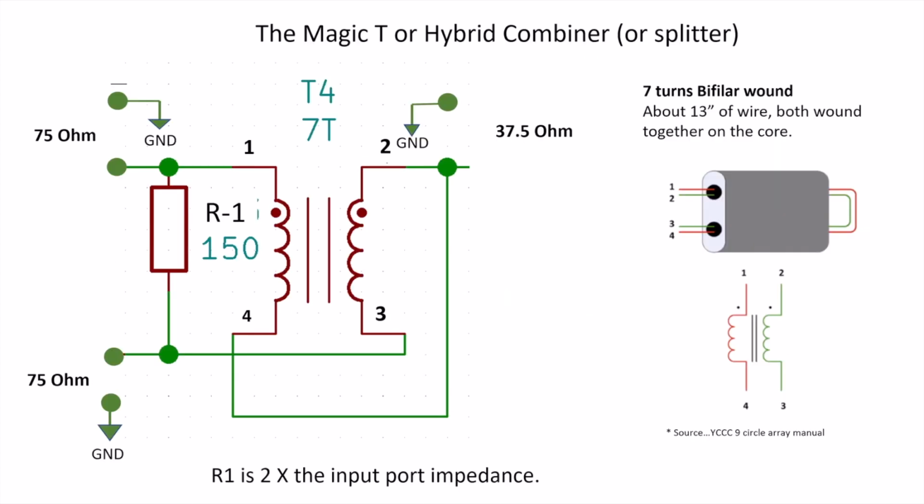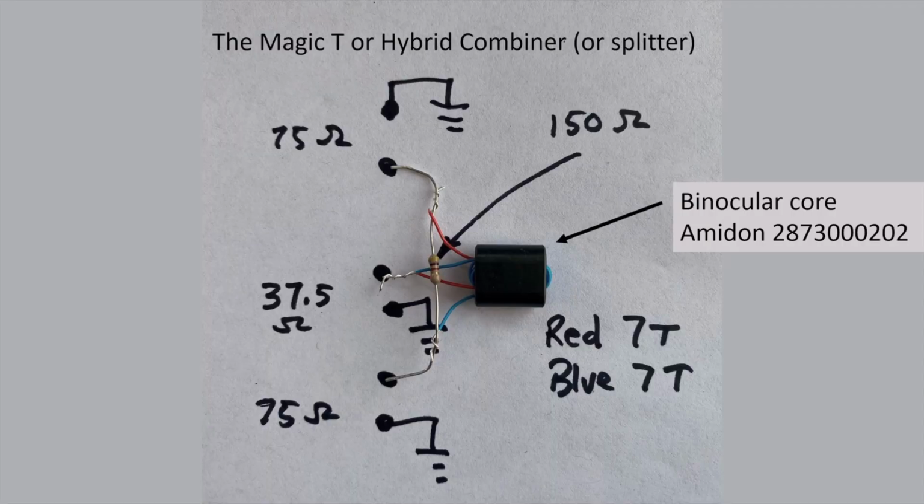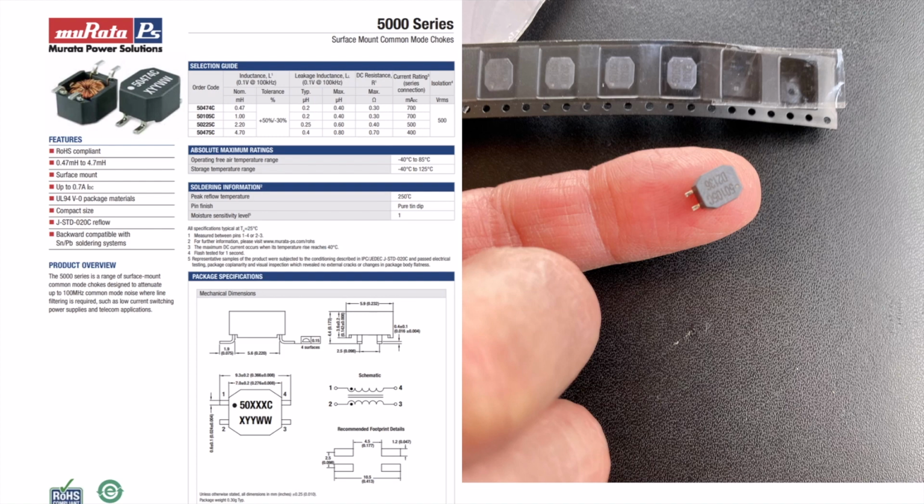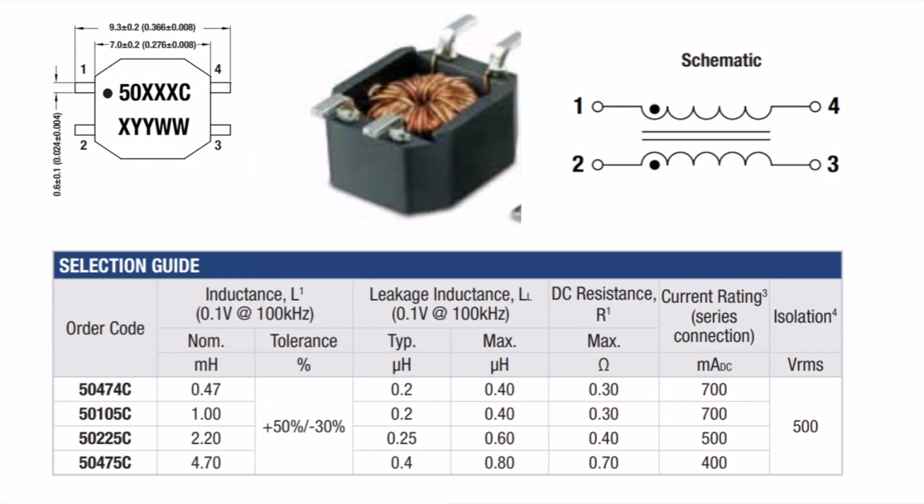Traditionally, Magic Ts use binocular cores with a bifilar winding of about 5 to 10 turns, configured like this. However, let's use these little SMD devices made by Murata. They only cost $1.60 each, and obviously this would be a lot easier than winding cores, but do they work? Well, these devices were made and designed to be common mode chokes, and I do use them for that in a lot of my RX antenna devices. But if you look at the device schematic, basically it's a bifilar wound core, just like what we need.